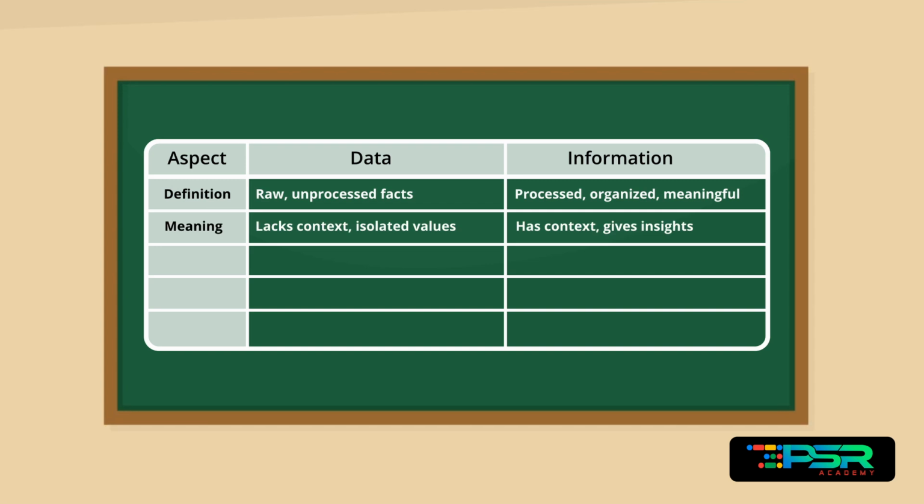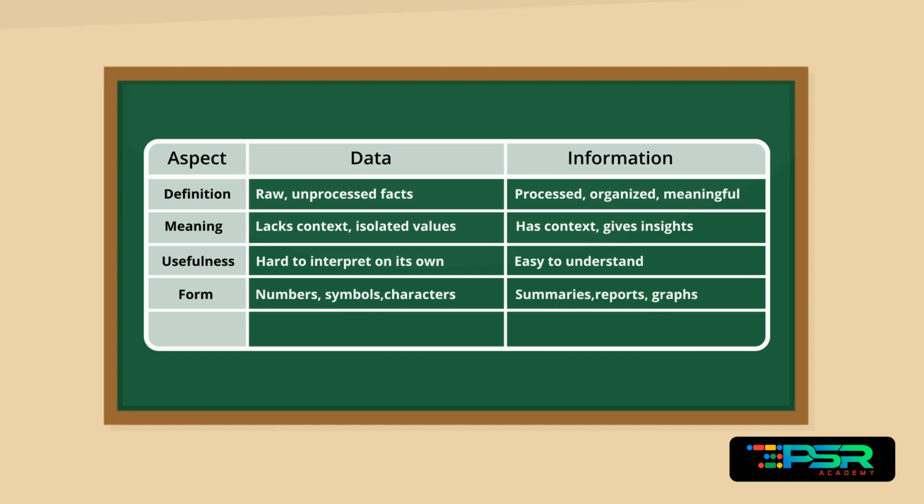Second, meaning. Data lacks context, while information provides insights and conclusions. Third, usefulness. Data alone is hard to interpret, but information is easy to understand and helps us make decisions. Fourth, form. Data appears as numbers, symbols, or individual readings, while information comes as summaries, reports, or graphs. Finally, purpose. Data is an input that needs processing, whereas information is the output, ready for practical use.